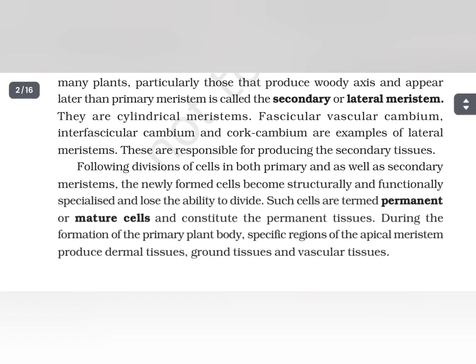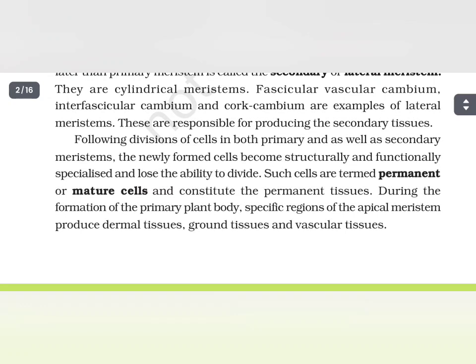Following divisions of cells in both primary as well as secondary meristems, the newly formed cells become structurally and functionally specialized and lose the ability to divide. Such cells are termed permanent or mature cells and constitute the permanent tissues. During the formation of the primary plant body, specific regions of the apical meristem produce dermal tissues, ground tissues, and vascular tissues.